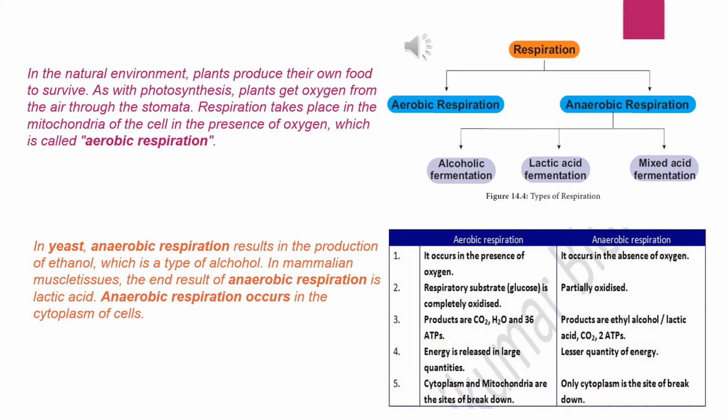Number 5. Cytoplasm and mitochondria are the sites of breakdown of glucose, and here only cytoplasm is a site of breakdown of glucose. That means aerobic respiration occurs in both cytoplasm and mitochondria, which is the powerhouse of the cell. But anaerobic respiration occurs only in the cytoplasm of the cell.